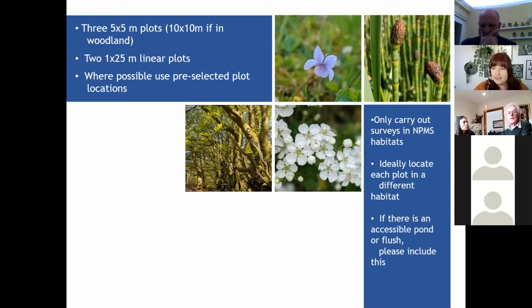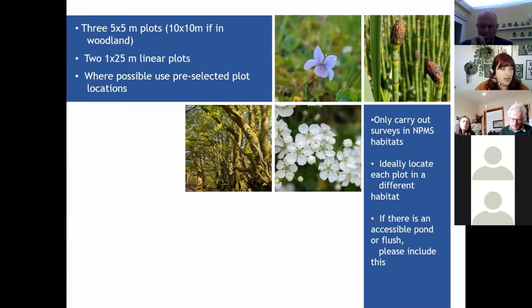So just going back into the methodology of your plots, for example. The main points to consider when you're thinking about your plots are that we suggest you have 3 square plots, maybe 5 by 5 meter, and 2 linear, so 1 by 25 meter plots. There are pre-selected plot locations on the maps that you're given, and those are recommended because then it avoids the site selection bias side of things. I'll come on to the pre-selected plots in a moment.